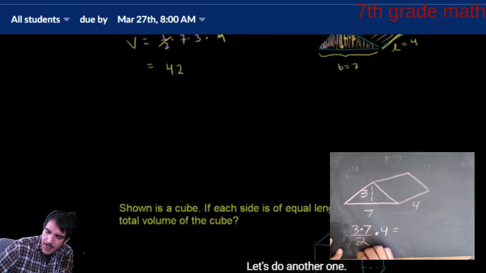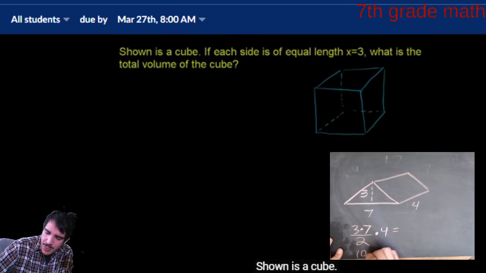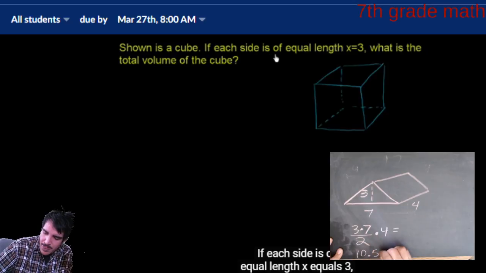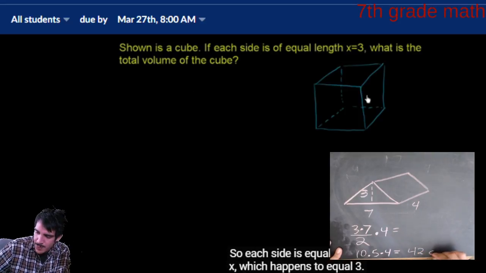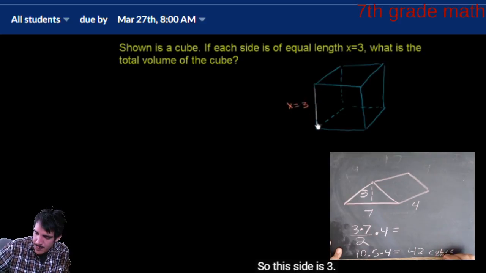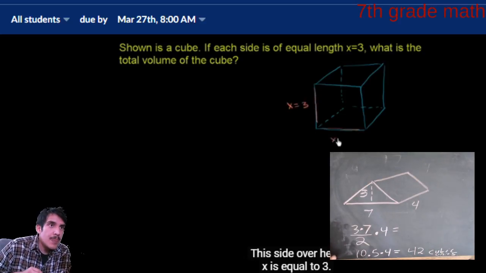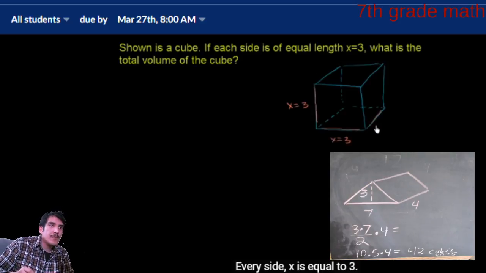Let's do another one. Shown is a cube. If each side of the cube is of equal length, x equals 3, what is the total volume of the cube? So each side is equal length x, which happens to equal 3. So this side is 3. This side over here, x is equal to 3. Every side, x is equal to 3.